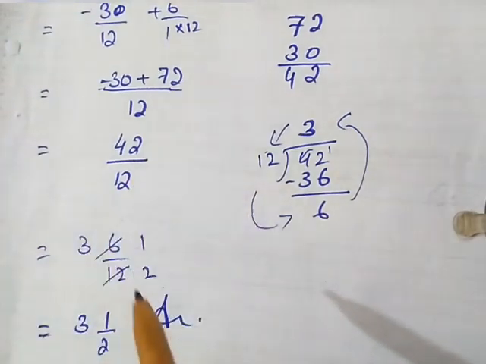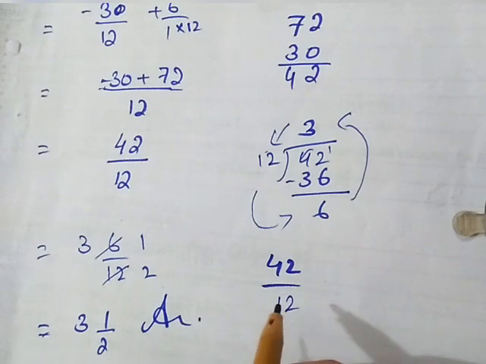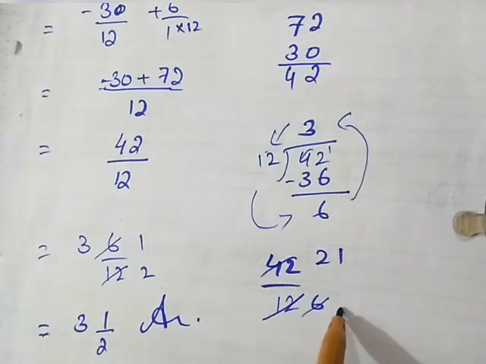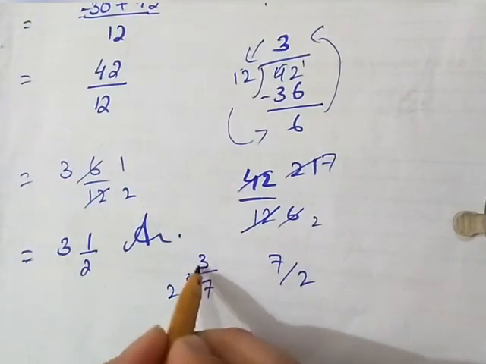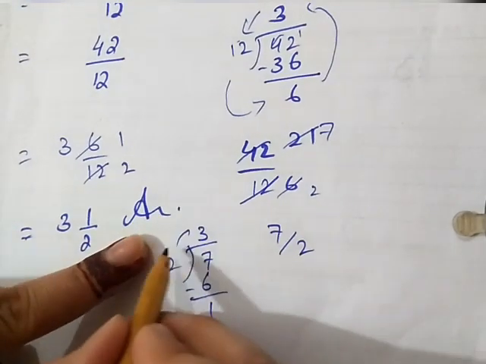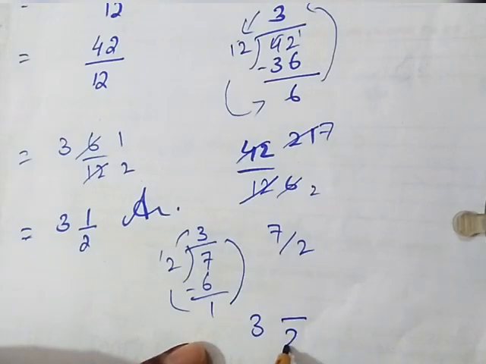Or you can also do the cutting here, 42 by 12. So you can do it like this. 2 6s are 12, 2 2s are 4, 2 1s are 2, then 3 2s are 6, 3 7s are 21. So you have the fraction 7 by 2. Now do the division of 7 by 2, 2 3s are 6, minus 1. So you have the answer 3 1/2.